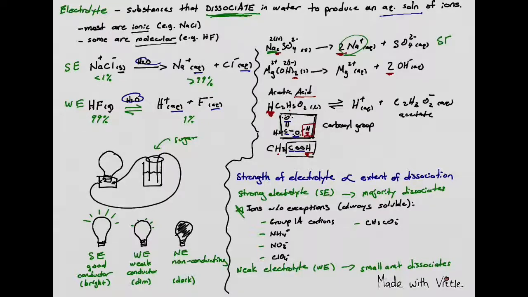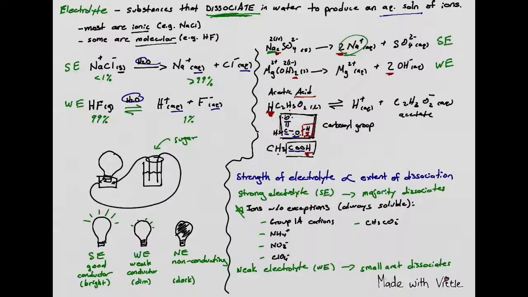So this is going to be a strong electrolyte. Magnesium hydroxide is a little bit more complicated because neither magnesium nor hydroxide is on that list. The general rule about hydroxides is that they're almost always insoluble unless paired with one of those without an exception, the ones that I have listed below. Since magnesium is not on that list, magnesium hydroxide is going to be one of those that does not dissociate completely. And so this is going to be a weak electrolyte.